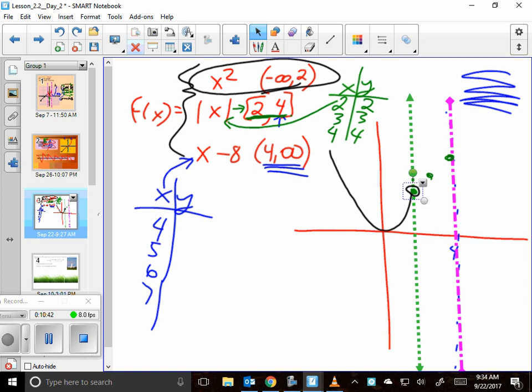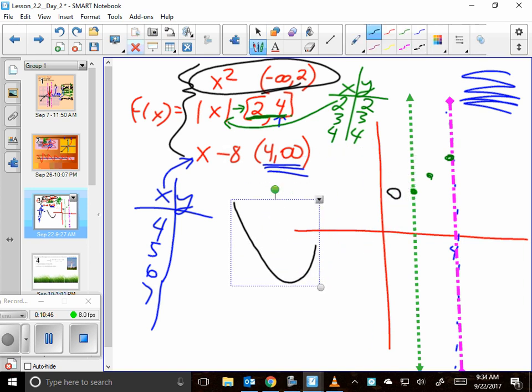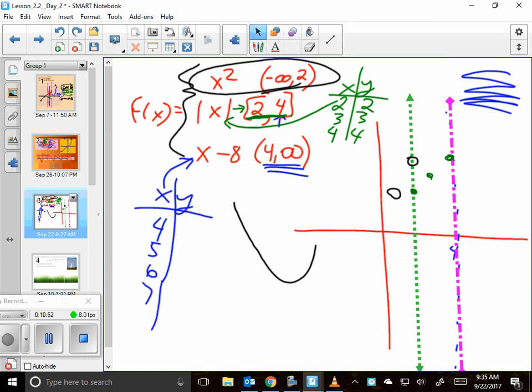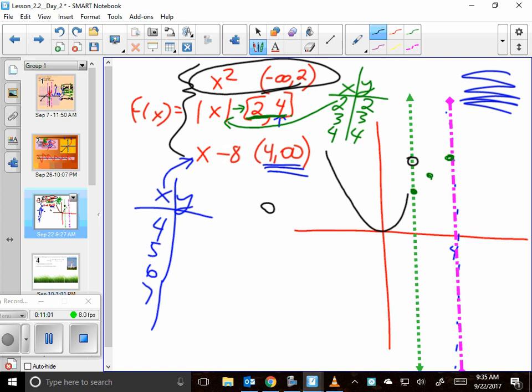This should be higher. Surprised nobody was telling me. If I go over 2, I should be going up 4. So it's actually not right on top of the other one. There we go.